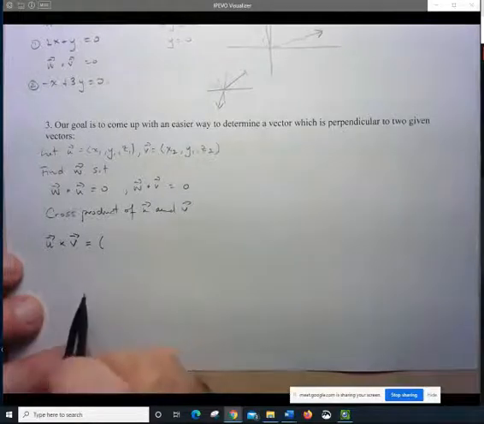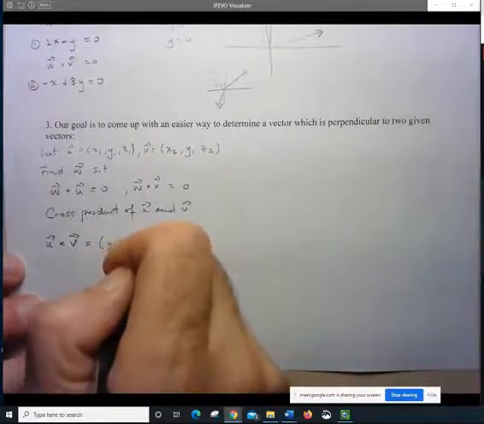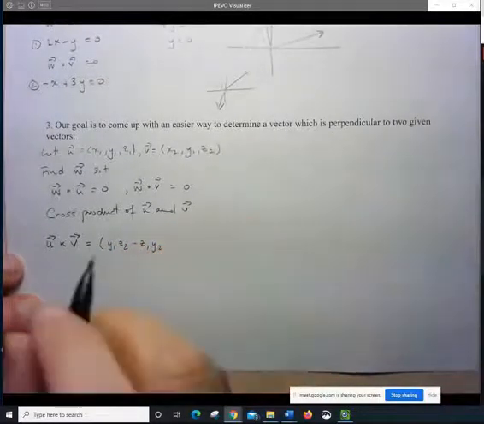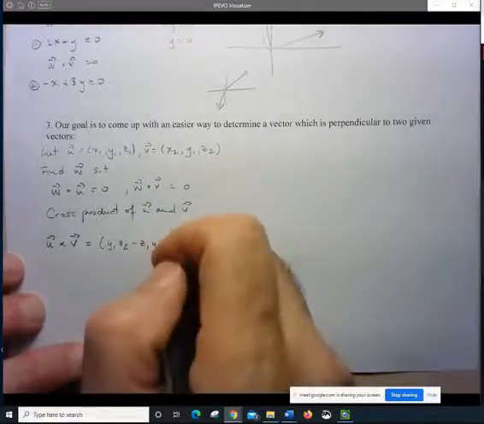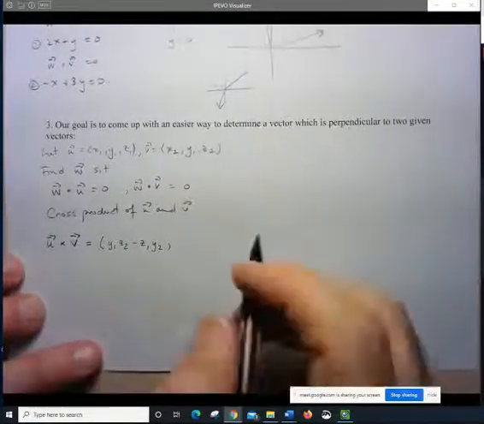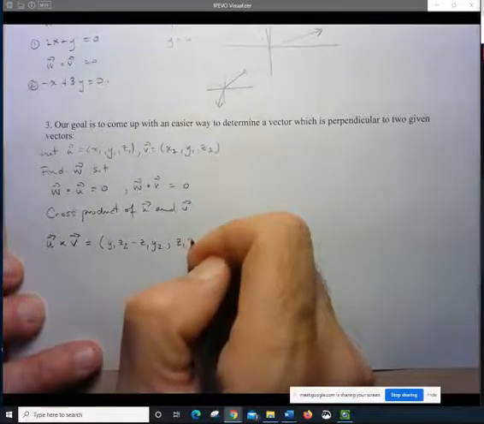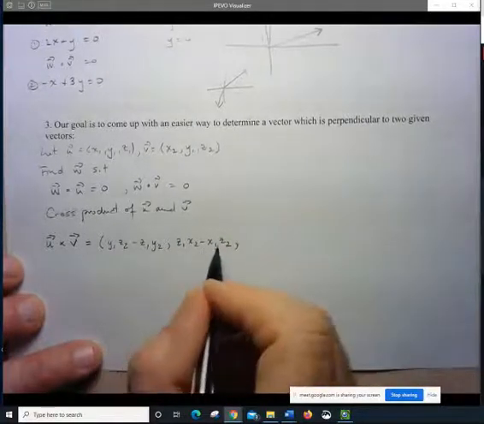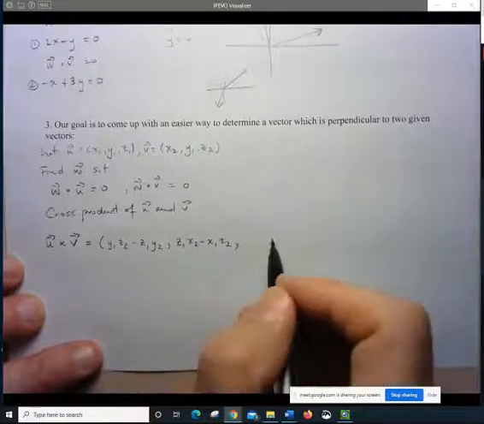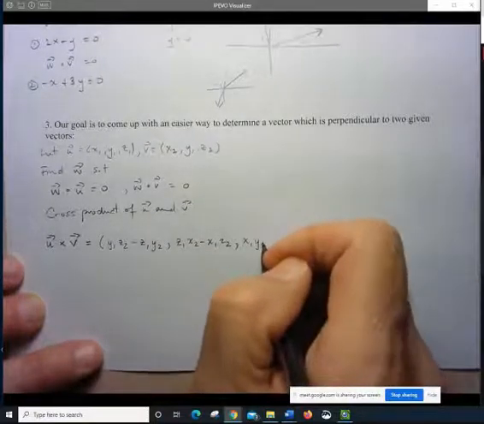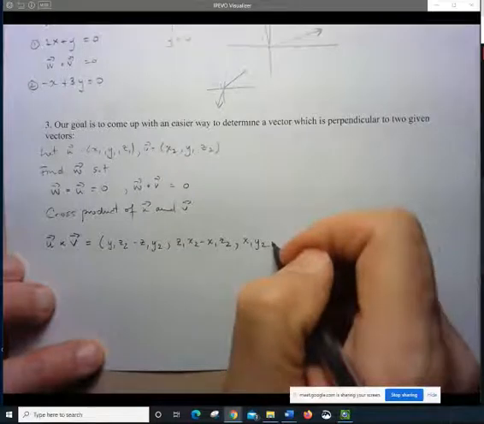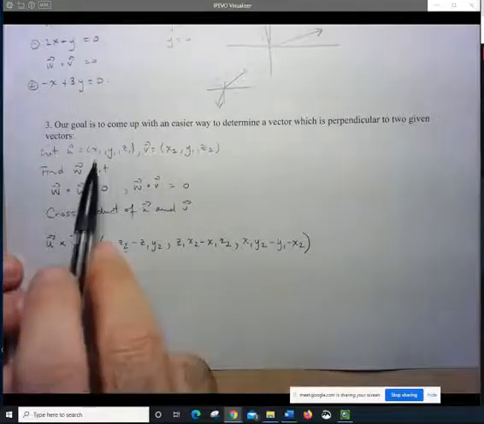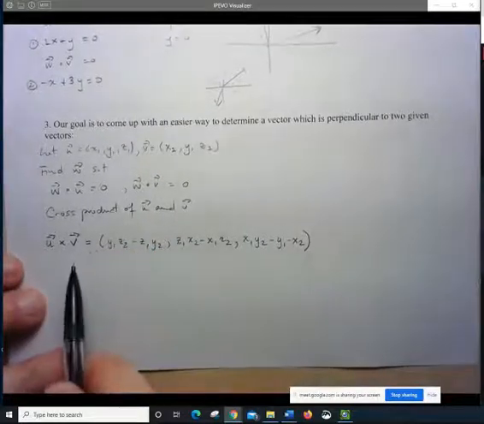So the x component of this product is given by y1 times z2 minus z1 times y2. So this is just the x component of this vector, okay? Next comes the y component of the vector, which is going to be z1 times x2 minus x1 times z2. So this is the y component, and the z component of this vector is going to be x1 times y2 minus y1 times x2.